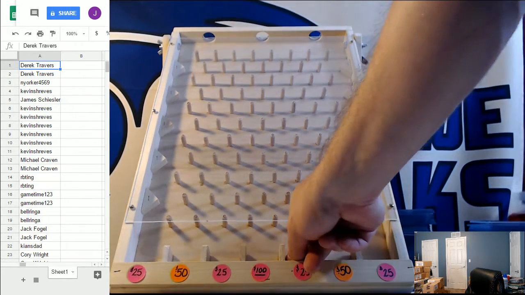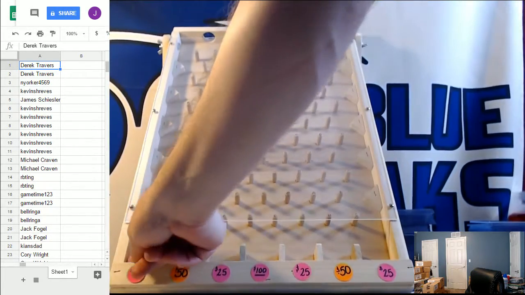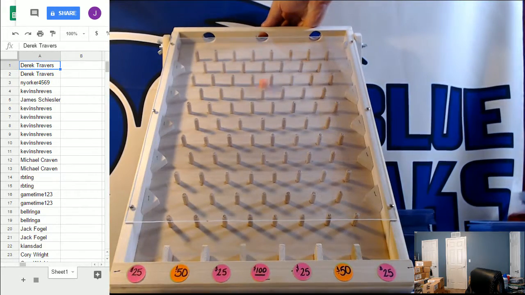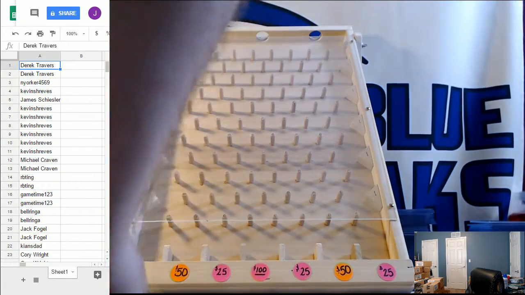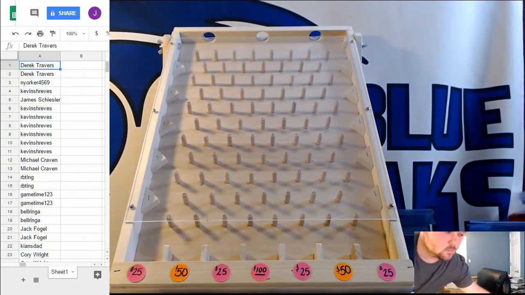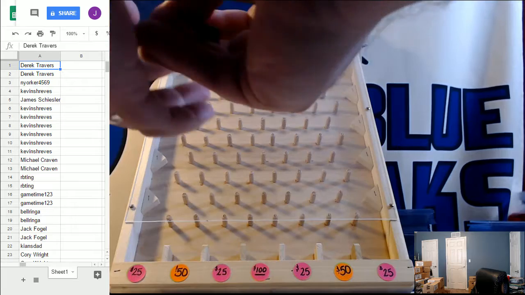25 in break credit on the first one. 25 on the second one. Let's give him the orange ball. And 50 on the last one for a total of $100 in break credit for Corey. That's going so well. Then that last one got us.